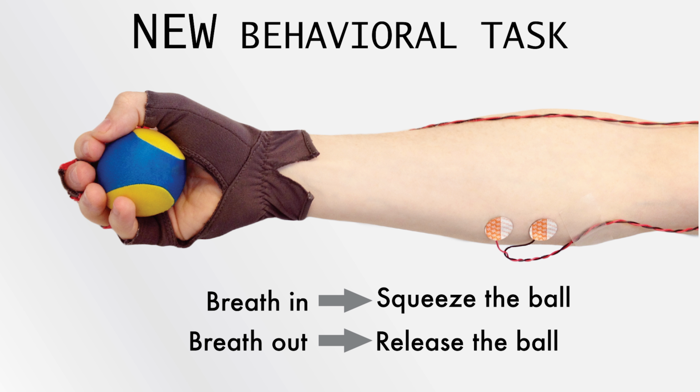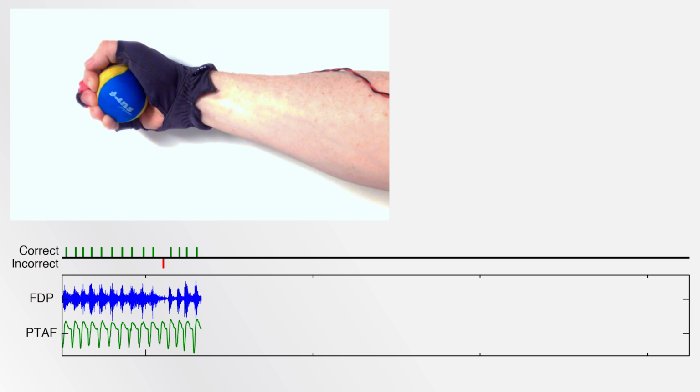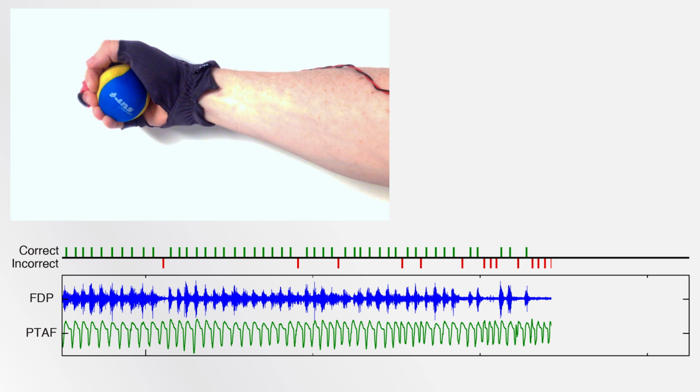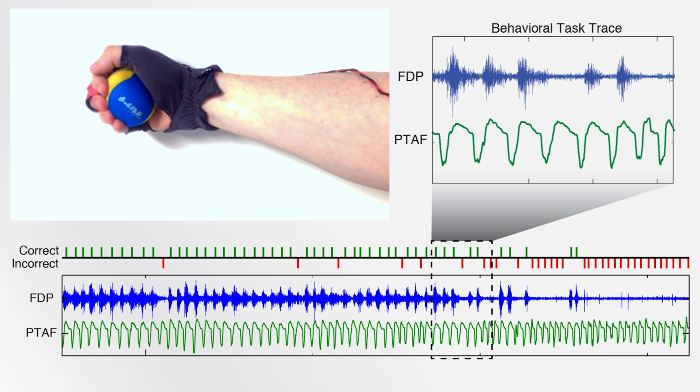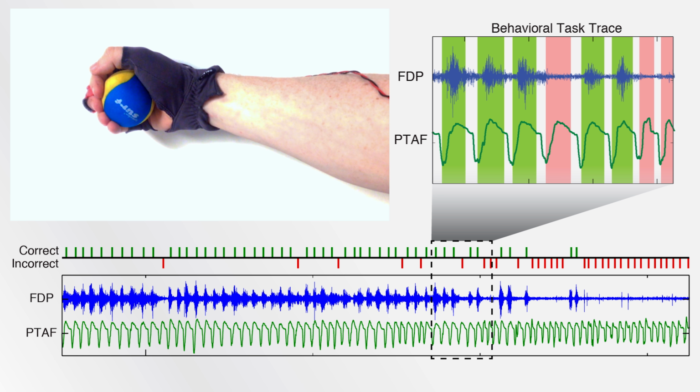The subject may not realize it, but they are in fact completing a behavioral task by doing this simple breathing exercise. As the subject breathes in and squeezes at the same time, we can compare the EMG of the muscles responsible for squeezing with the subject's respiration. If the breathing lines up with the muscle activity of the squeeze, we view this as a correct response, and if there is a breath without a squeeze, it is an incorrect response.